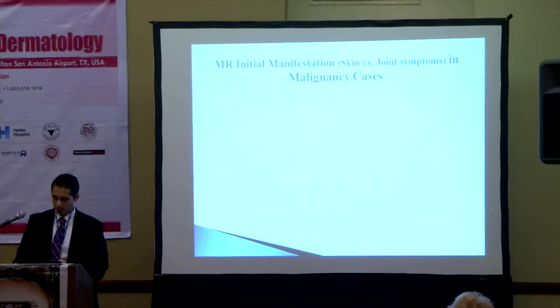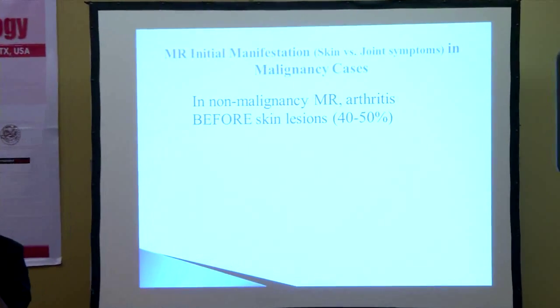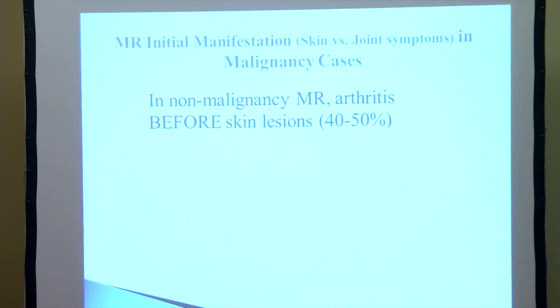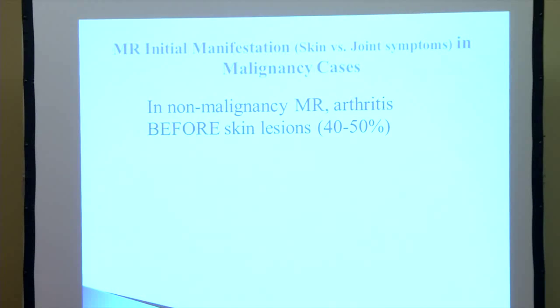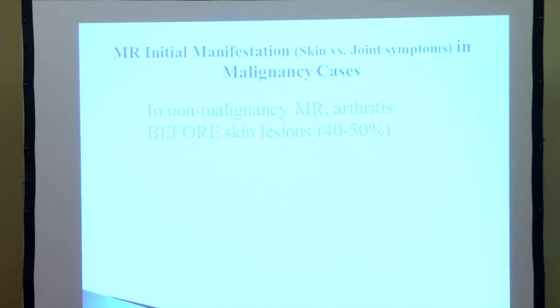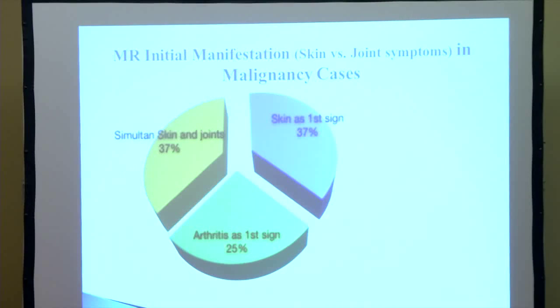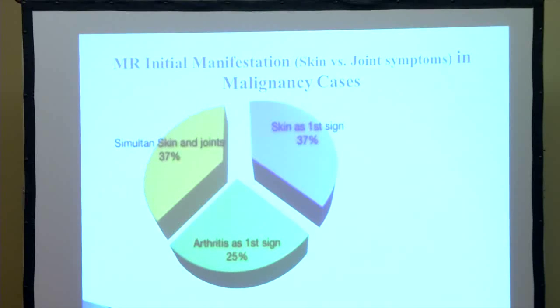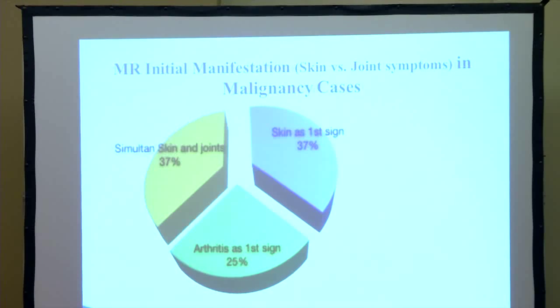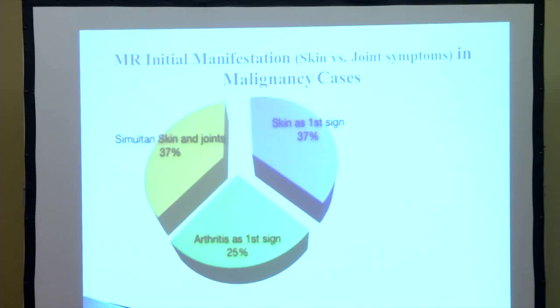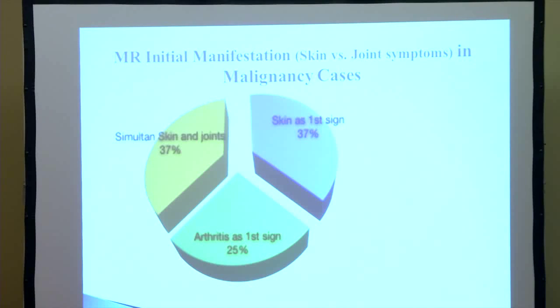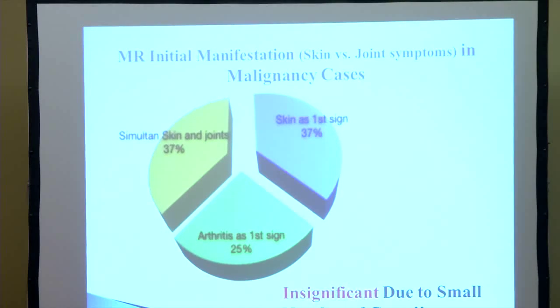In terms of the initial manifestation of MR, skin versus joints, previously in the non-malignancy cases, arthritis occurred before the skin lesions in about 50% of the patients. What about in our cohort? We found, on the other hand, that arthritis was only the first sign in 25% of the patients, and skin was in fact the manifestation that occurred before arthritis in the majority of the patients. However, we think that this finding is insignificant due to the small number of cases.